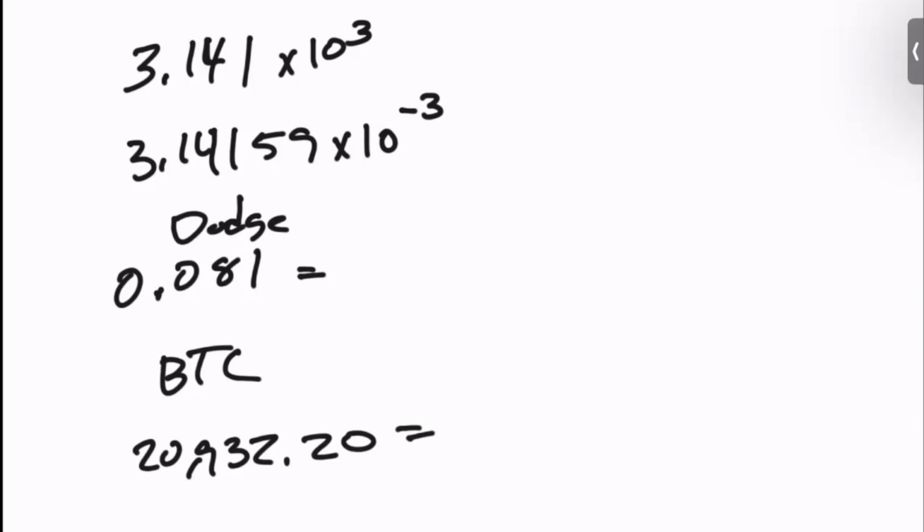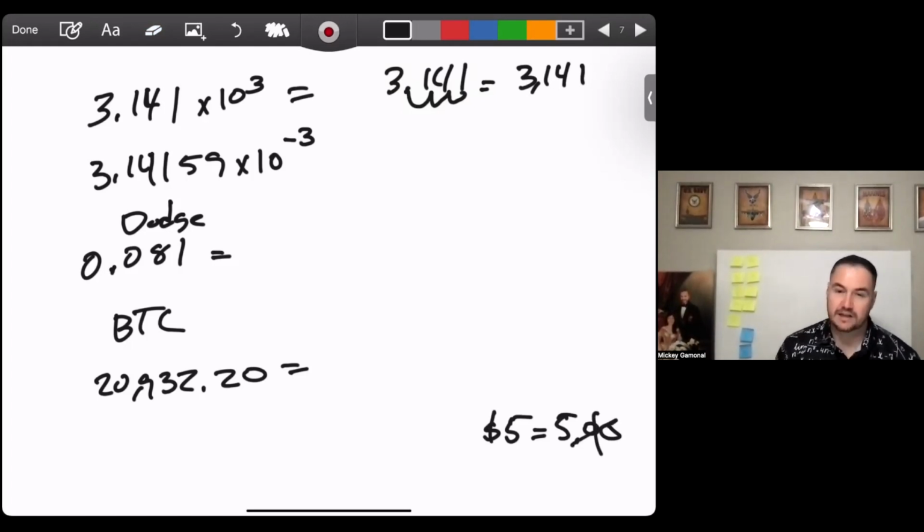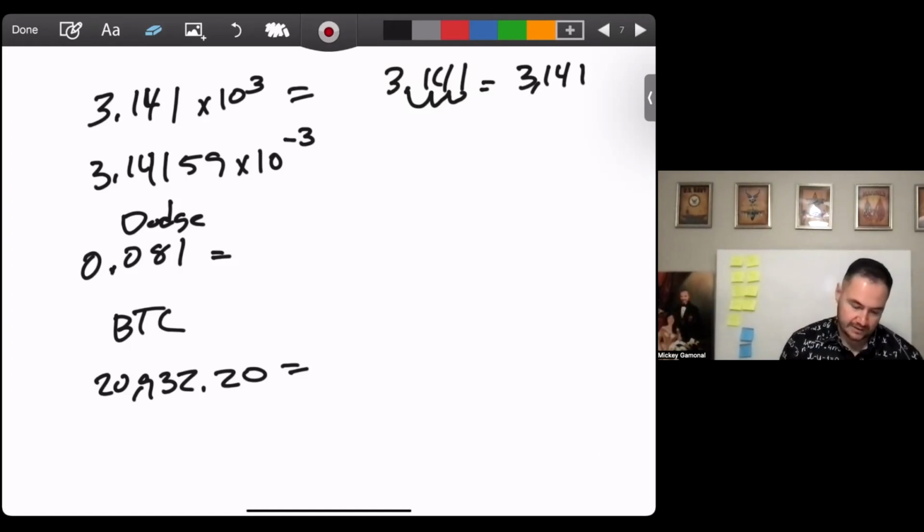So let's go through. 10 to the third is going to give us a bigger number. So 3.141 is going to go 3 times to the right. 1, 2, 3. And we get 3,141.0. But you don't need to put a point if it's just 0. Just like $5 is equal to $5.00. You don't really need those zeros there if it's just ending at the 1 without anything after the decimal. All right, let's check this one.